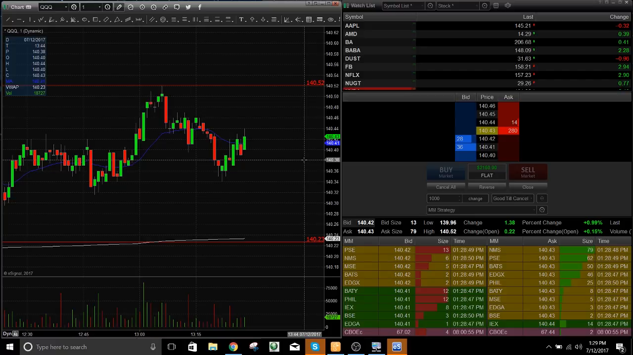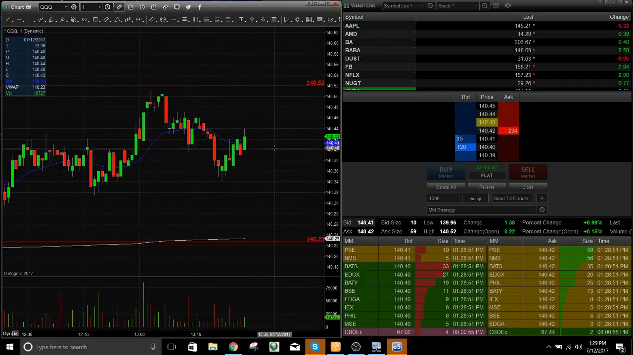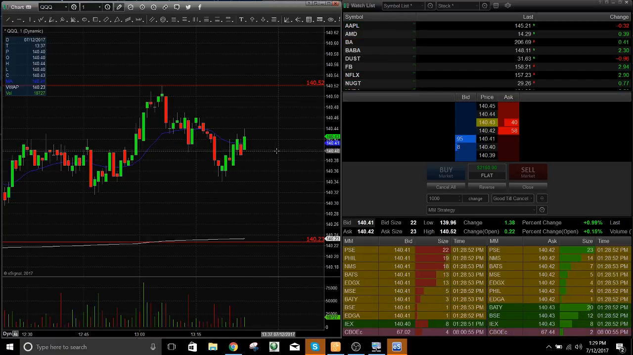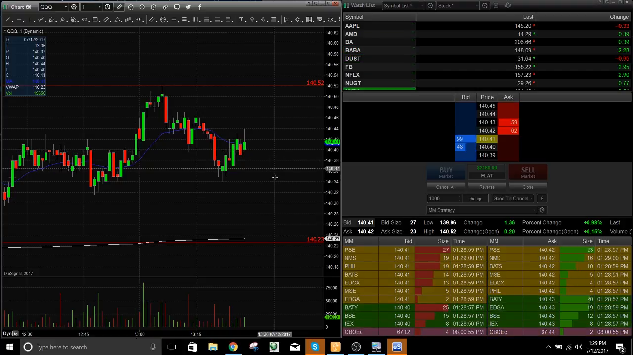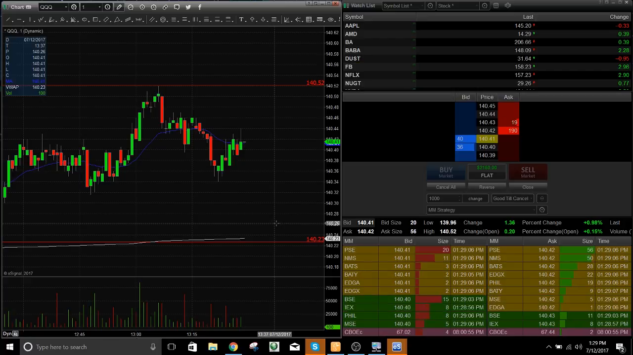So, say you were long 1,000 shares of the Qs here. They're currently trading at 140.43, and say you wanted to get out if they traded down below VWAP, which is currently at 140.23. So you would set a sell stop order for 1,000 shares at 140.23, and if prices went down to that level, it would trigger your stop and you would close your position.